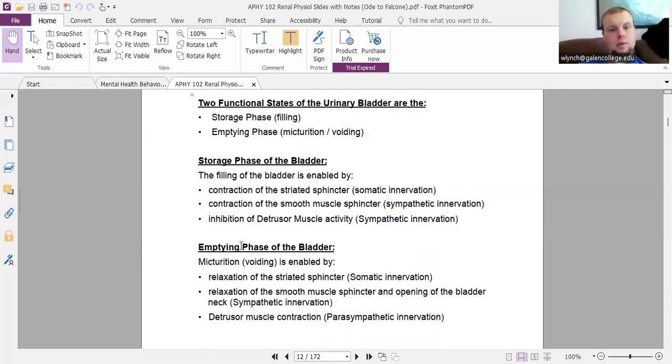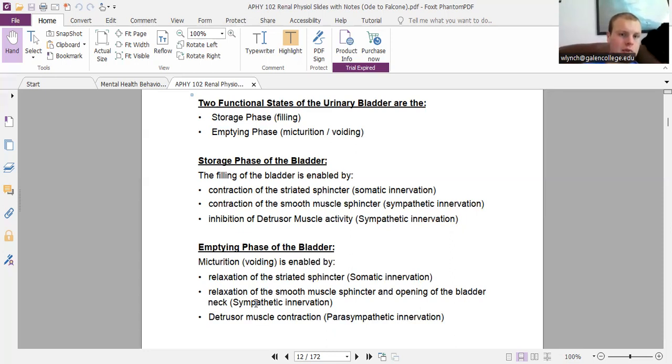For the emptying or micturition reflex, this is going to be relaxation of the striated sphincter, right, which is somatic innervation, relaxation of the smooth muscle, and the opening of the bladder neck, which is sympathetic innervation, and detrusor muscle contraction, which is parasympathetic innervation.